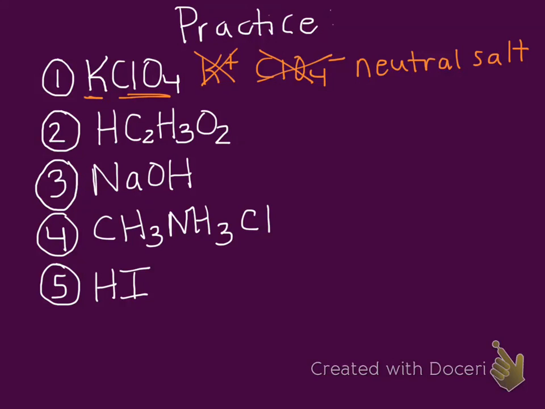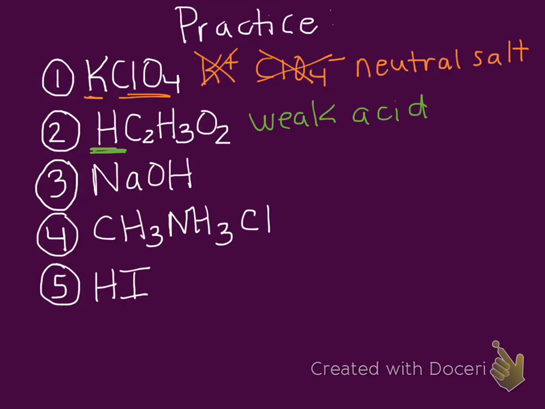HC2H3O2. Well, we know this isn't a salt because we don't have two different components, but we do notice that we have a hydrogen out front. So that's going to let us know that it's an acid. This is not one of the 6 strong acids, so by default it has to be a weak acid.